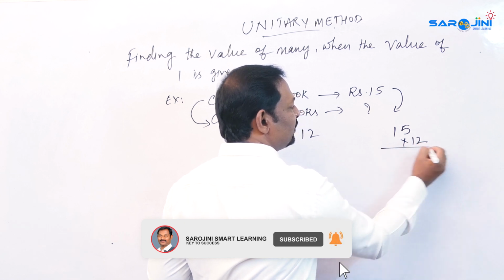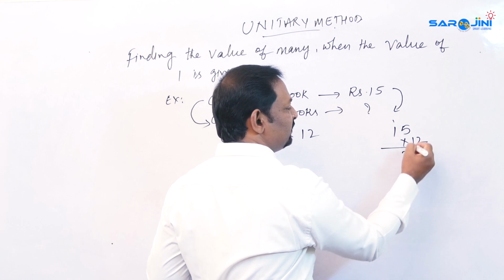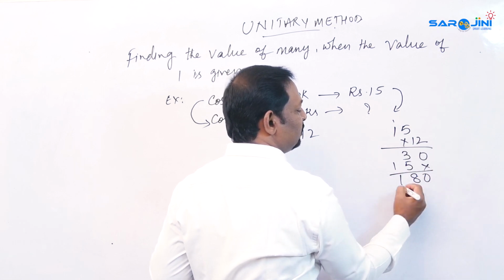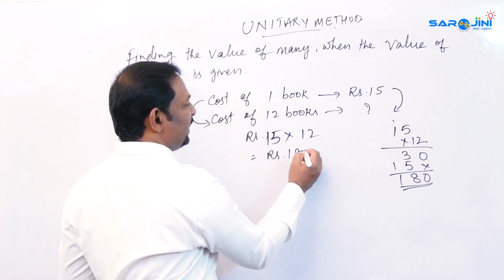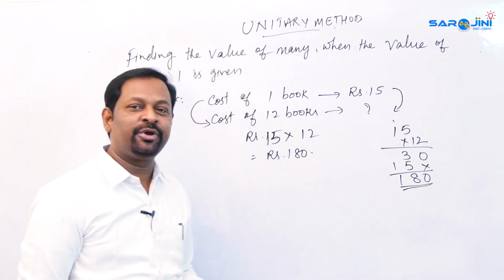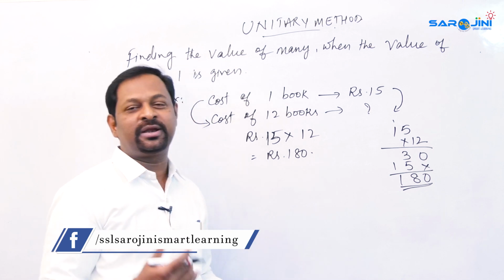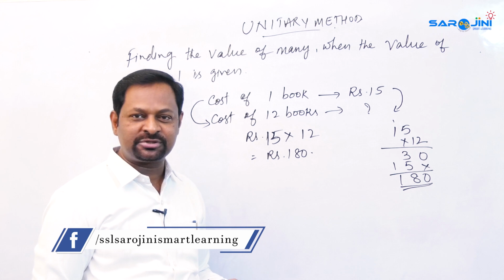15 into 12. 2 5s are 10. 2 1s are 2 plus 1, 3. 5 1s are 5. 1 1s, that is 180. So you are getting rupees 180. So this is the way you are going to do it when 1 is given, to find out for more number of things. We'll do some more examples on this one.